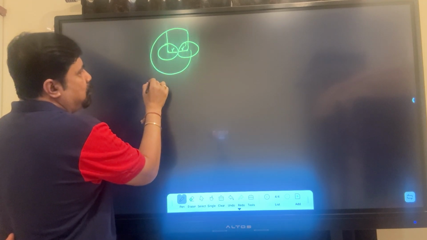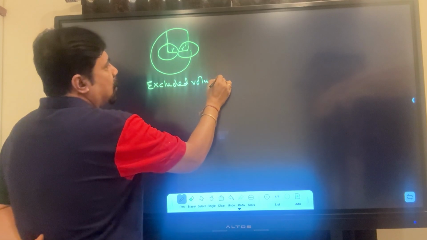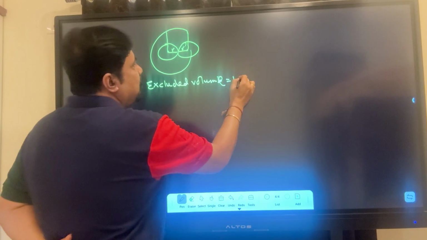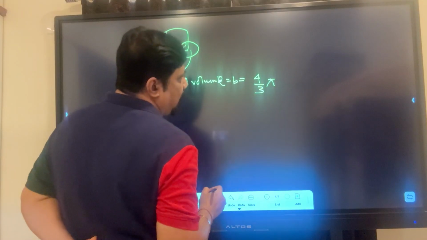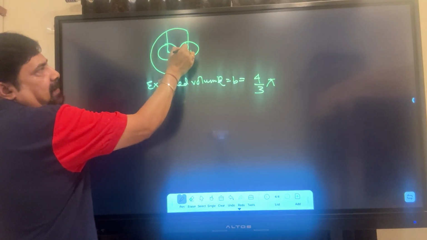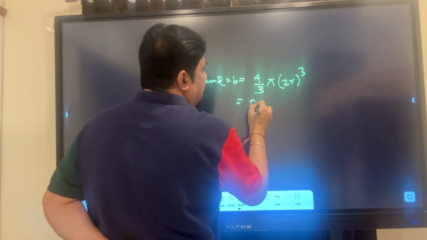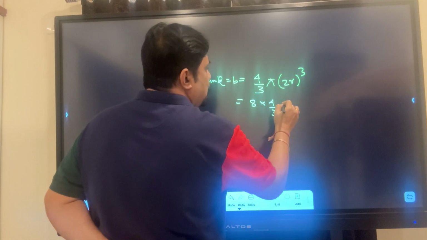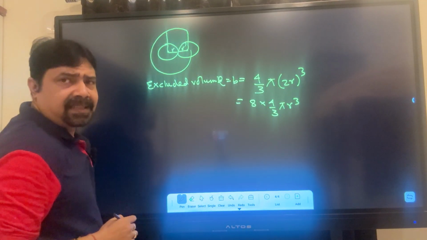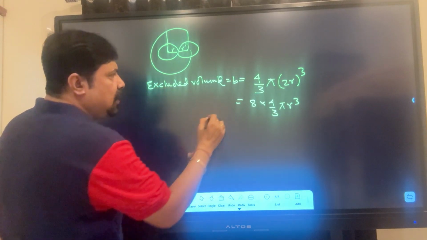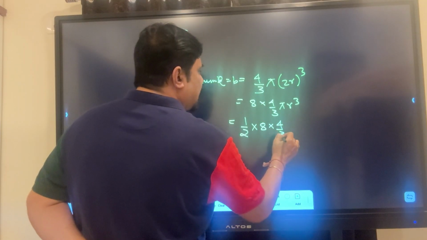Then the excluded volume is nothing but b, which is 4/3 pi r cube, as they are considered as spheres. Now that sphere's radius is r plus r, which is 2r. So 4/3 pi (2r) whole cube, which is 8 into 4/3 pi r cube. 4/3 pi r cube means the volume of one molecule. As a pair, two molecules are there, we need to calculate b per molecule, that's why I need to divide by 2. That's why 1 by 2 into 8 into 4/3 pi r cube.